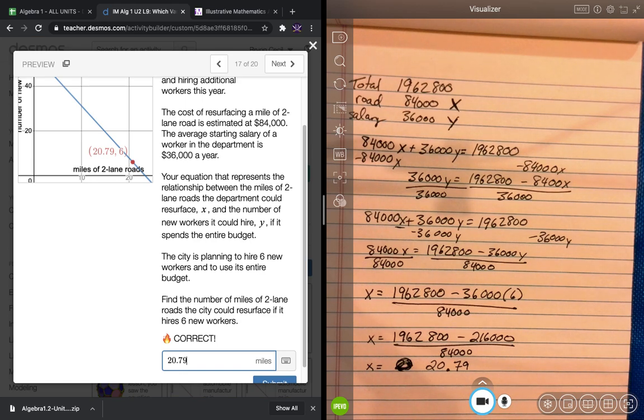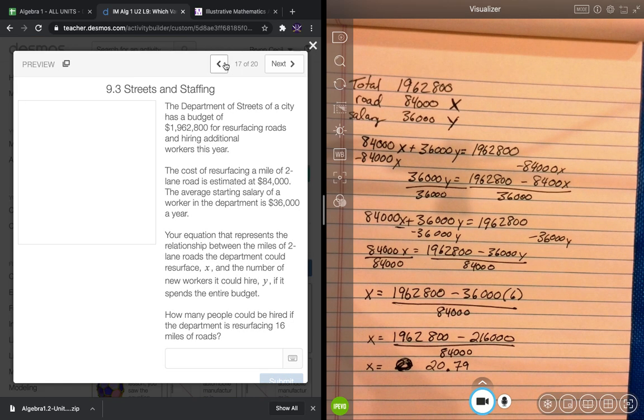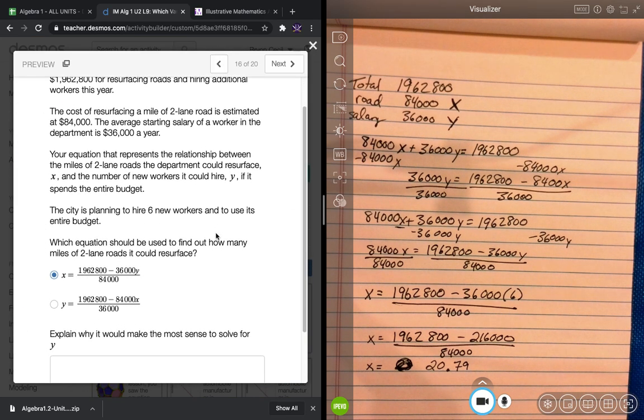So we've got 20.79 miles that we can work. There we go. Okay, 18. All right, how many people could we hire if the department is resurfacing 16 miles of road? 16 miles of road. So let's go back to slide 16, and we see this.